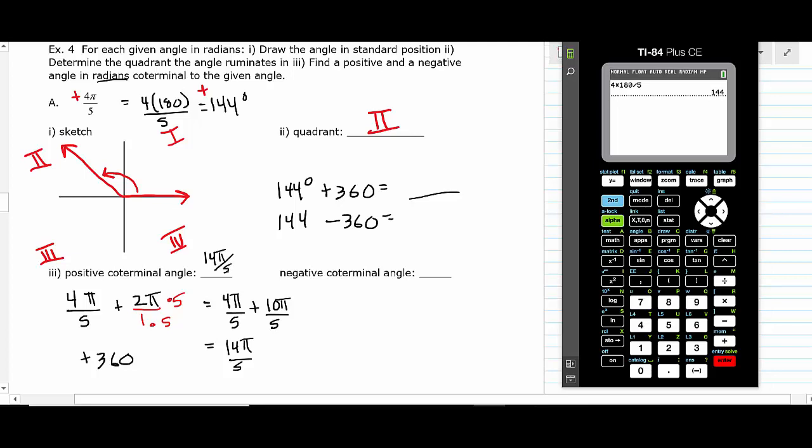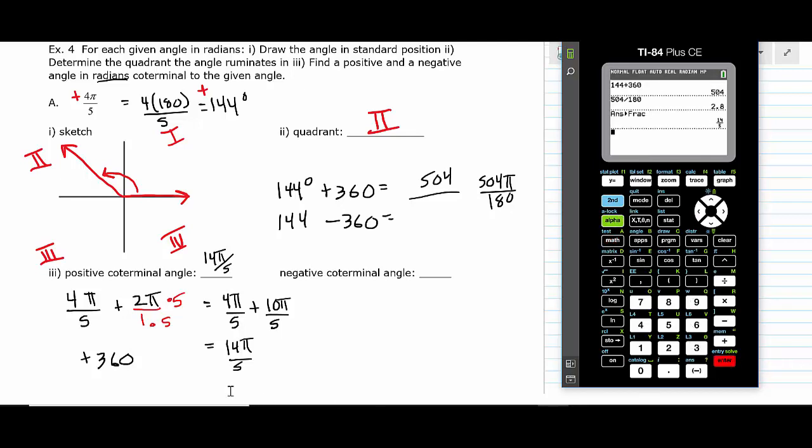Now the other way you could have done this is 144 plus 360, and that would give you 504. But then you'd have to turn around and do 504 pi over 180. Well, you could reduce your fraction, like I showed you. If you do 504 over 180, get a decimal, and then you can go math, fraction, and you get 14 over 5. I wouldn't waste my time doing it that way. I'd just add 2 pi or subtract 2 pi, which is what we're going to do now.